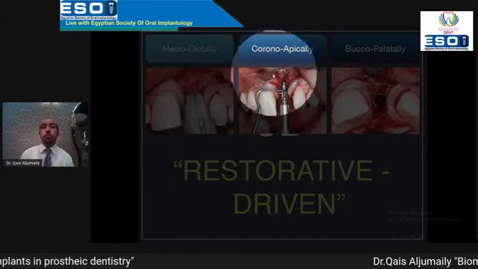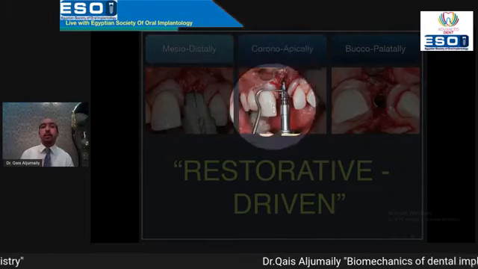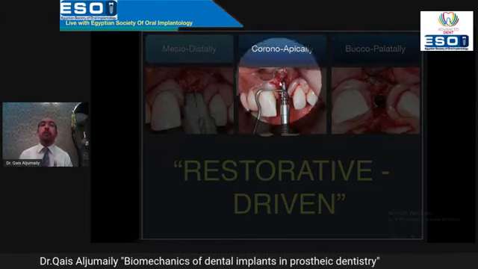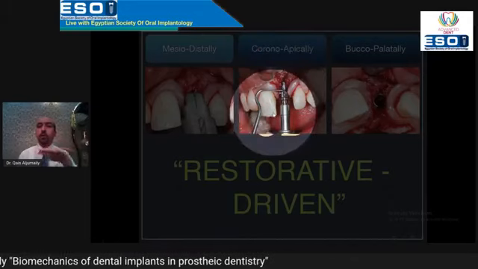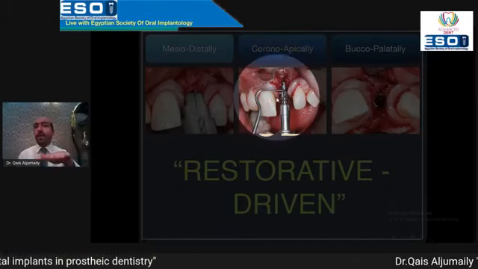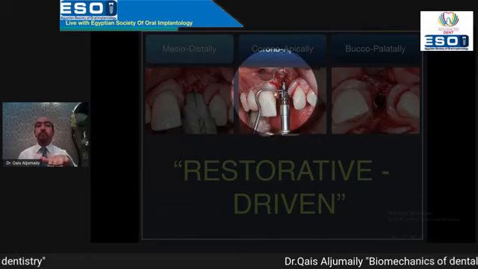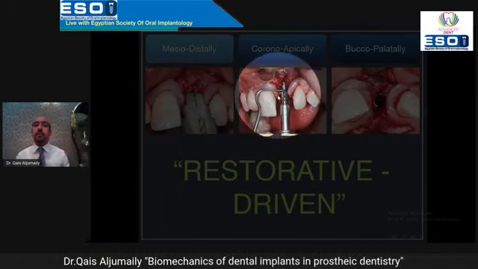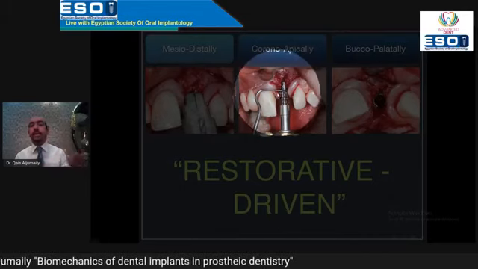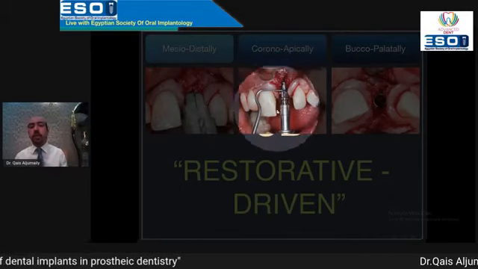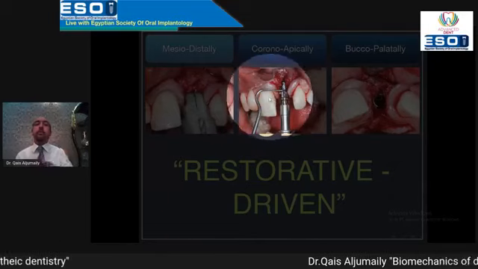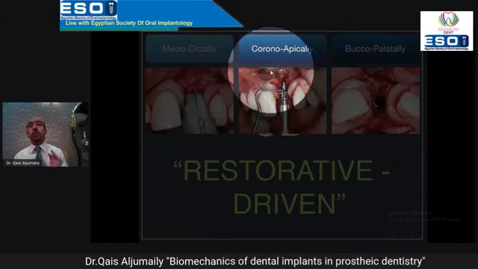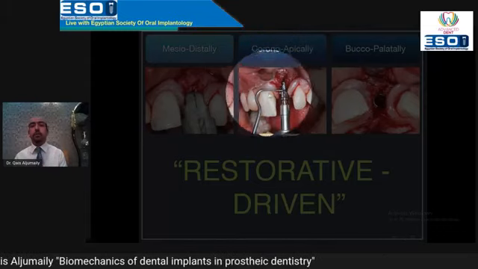Dimension number two is the coronoapical, the vertical placement of my fixture. How much to go inside the bone and where to stop, where to put the head of my dental implant regarding the crestal bone, the level of the adjacent teeth, the zenith points of the adjacent teeth, and the cemento-enamel junction of the adjacent teeth. So this is the coronoapical dimension.